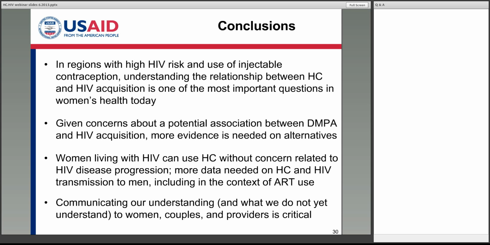In conclusion, in regions with high HIV risk and use of injectable contraception, understanding the relationship between hormonal contraception and HIV acquisition is one of the most important questions in women's health today. Given concerns about a potential association between DMPA and HIV acquisition, more evidence is needed on highly effective contraceptive alternatives. For a woman living with HIV, she can use hormonal contraception without concern related to HIV disease progression, but more data are needed on the question of transmission to men, including within the context of ART use. Finally, communicating what we know and what we don't yet understand to women, couples, and providers is absolutely critical. And I'm really looking forward to your discussion on how best to accomplish that within the programmatic setting. Next slide, please.